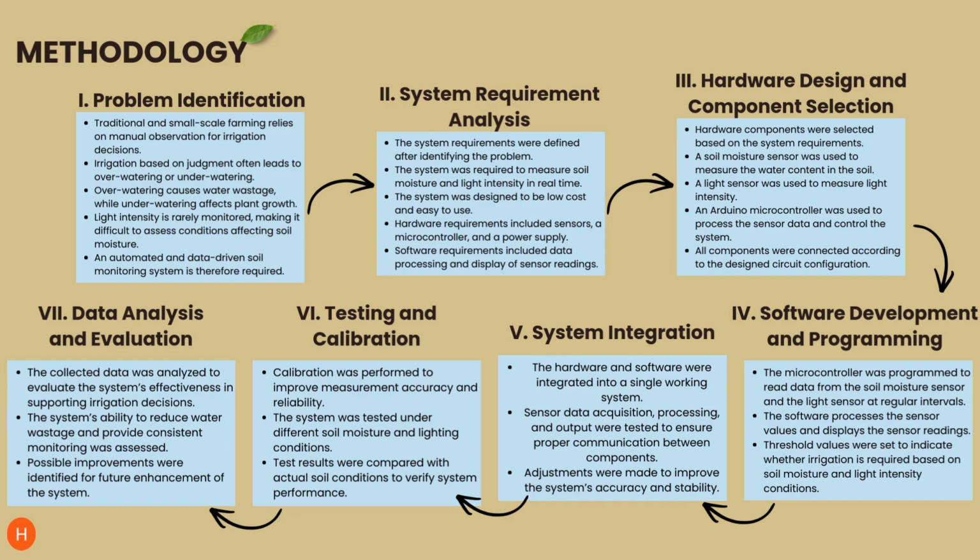Lastly, the seventh step is data analysis and evaluation. The collected data was analyzed to evaluate the system effectiveness in supporting irrigation decisions. The system's ability to reduce water wastage and provide consistent monitoring was assessed. Possible improvements were identified for future enhancements of the system.